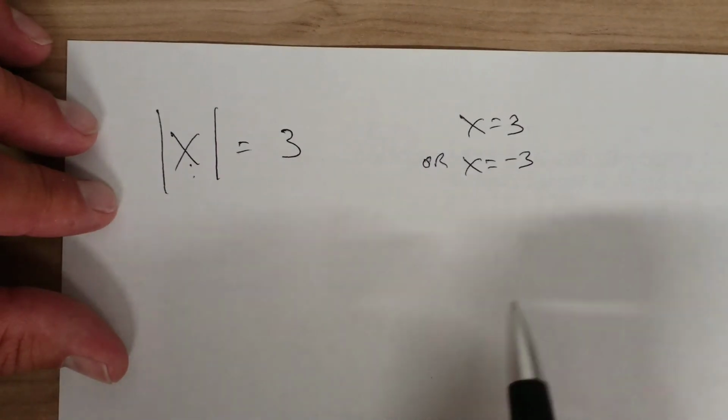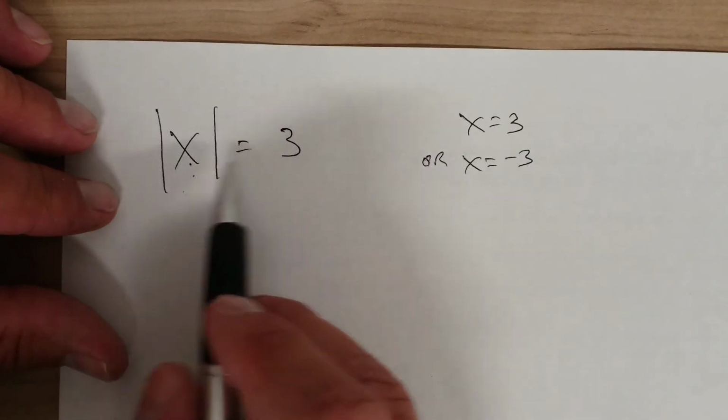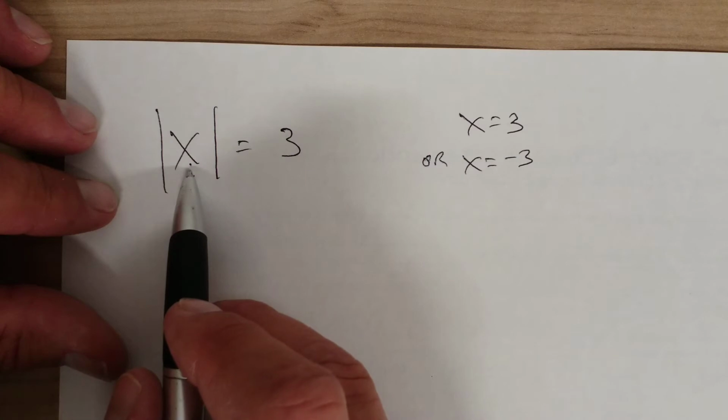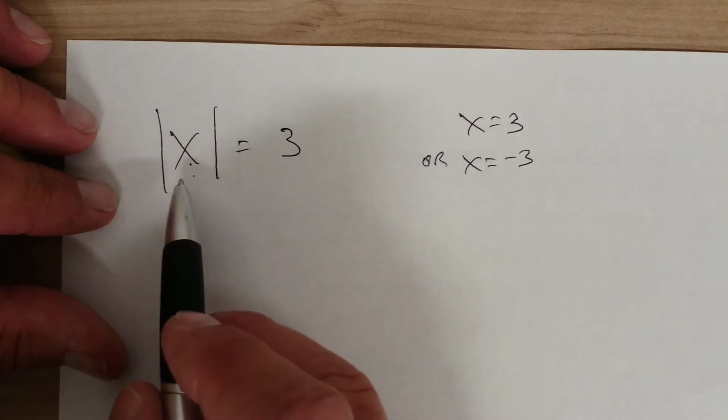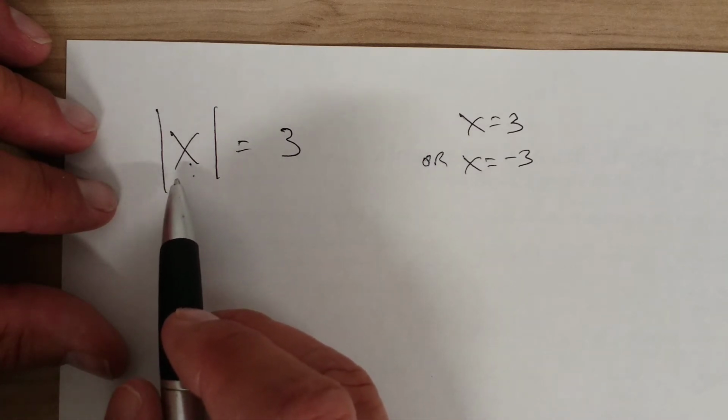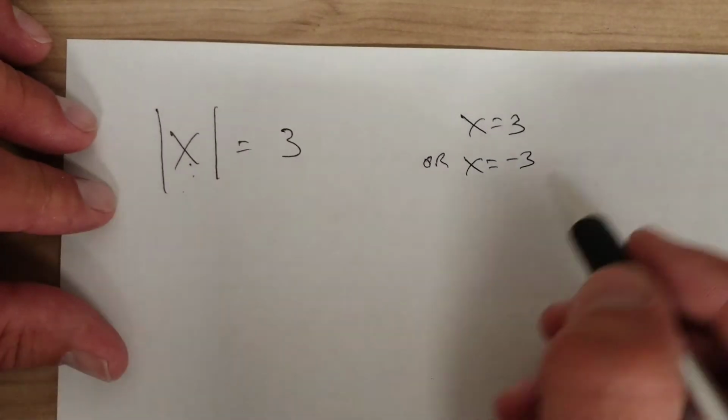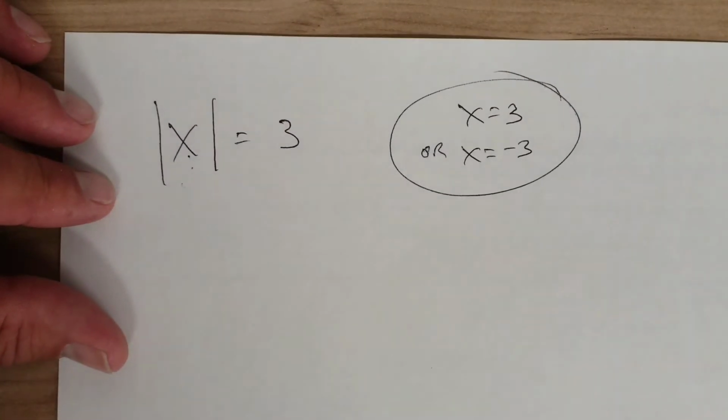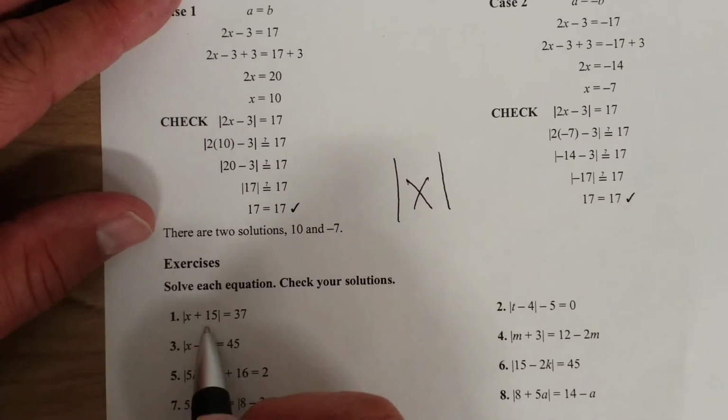There's two solutions to this problem. The absolute value of 3 is 3, and the absolute value of negative 3 is 3. So my point is this: when you have an absolute value equation, then there could be two solutions. There may not be, but there could be. If we look at this one here, this x plus 15 equals 37.